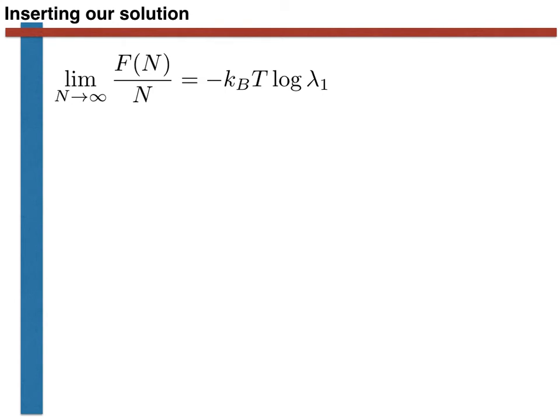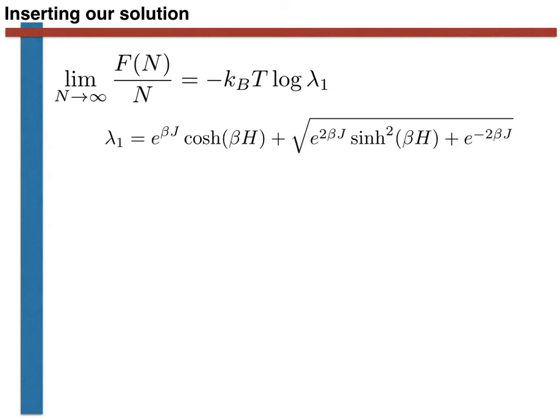From the previous video on the Ising model, we know that the principal eigenvalue of the transfer matrix, lambda 1, is given by the expression shown here. Before inserting this into our expression for the free energy of the thermodynamic limit, we will take a factor of e to the beta J outside the bracket as shown here.